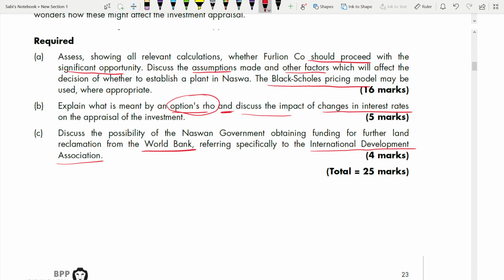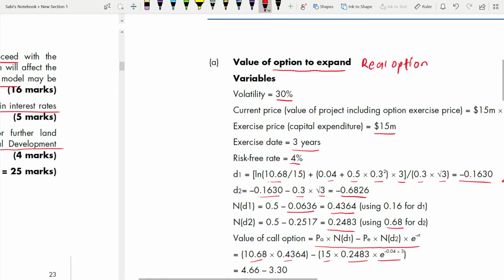So basically, the question is asking to discuss the possibility of the Nazwan government obtaining funding for further land reclamation from the World Bank. So you have to say how possible it is for the Nazwan government to obtain funds from the World Bank. Is it possible? Is it not possible? How likely is it? Right? And also you have to refer to the International Development Association.